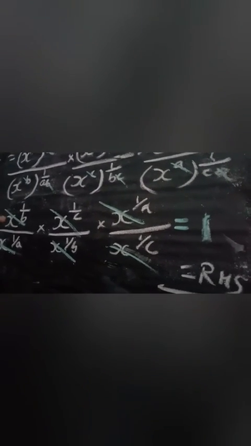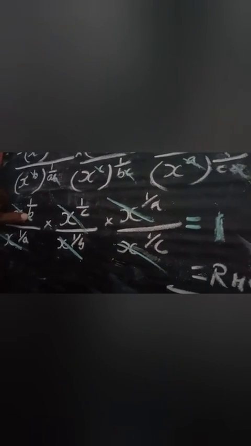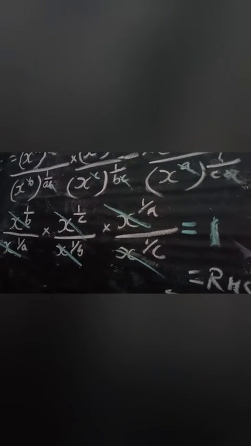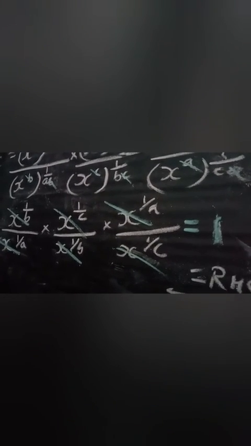1 equal to RHS. Okay, any doubt? If you want, you can arrange this, you know. X raised to 1 by b, and this x raised to 1 by b also you can write here on this side. Otherwise, no problem. Okay. The answer is 1. Clear.